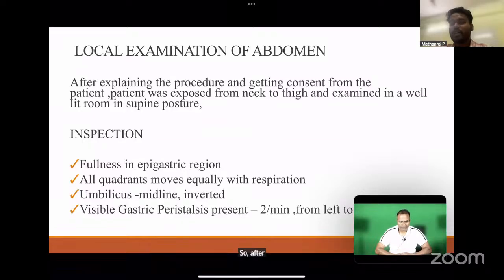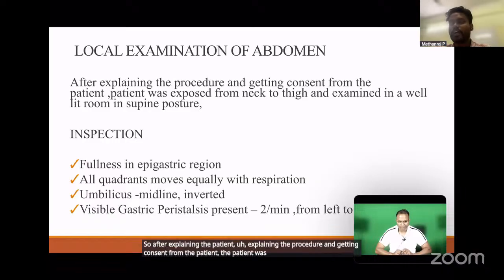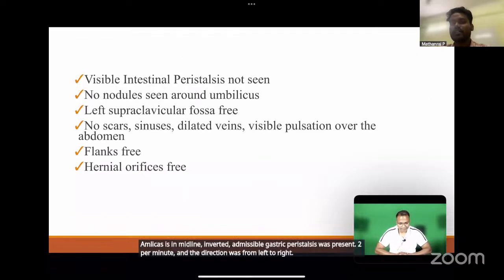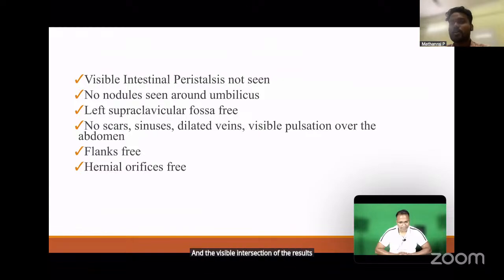After explaining the procedure to the patient and getting consent, the patient was exposed from neck to thigh and examined in a well-lit room in supine posture. On inspection, there is a fullness in the epigastric region and all quadrants move equally with respiration. Umbilicus is in midline, inverted, and visible gastric peristalsis was present, 2 per minute, and the direction was from left to right. Visible intestinal peristalsis was not seen. No nodules around the umbilicus. Left supraclavicular fossa was free. No scars, sinuses, dilated veins, or visible pulsation over the abdomen. Flanks free, hernial orifices free.